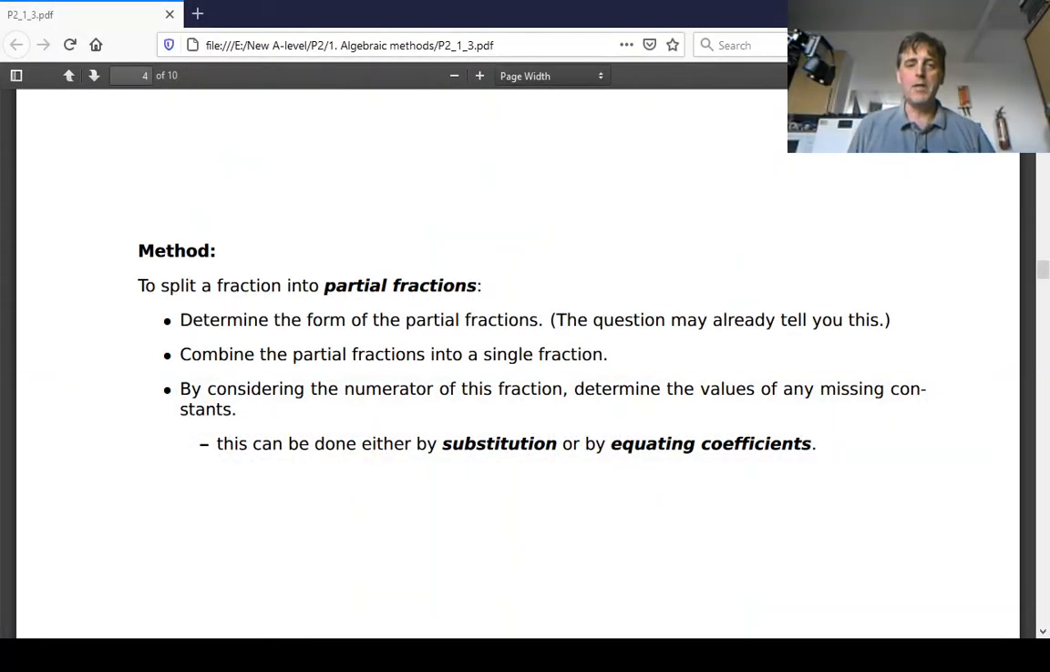So how do we do this then? Well, I've put the method on the screen here, but actually I'm not going to talk through that in any detail now, because I think the easiest way to understand is to actually look at an example or two.